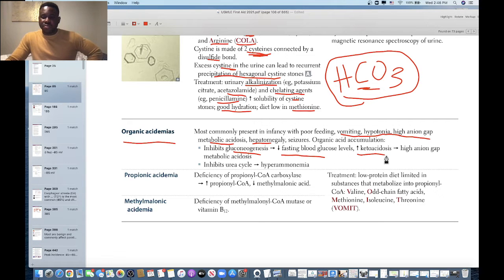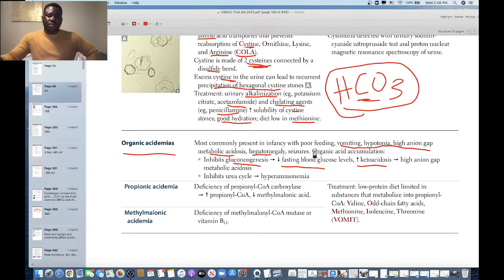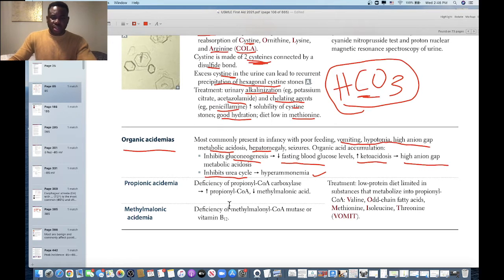They also have ketosis because there'll be accumulation of the odd-chain fatty acids that we saw over there. They'll also accumulate because everything is accumulating above. So the odd-chain fatty acids will be used to make ketone bodies, and that will cause a high anion gap. High anion gap means that the acid level is high. It also inhibits the urea cycle, leading to increased ammonia. So take note of that as well.